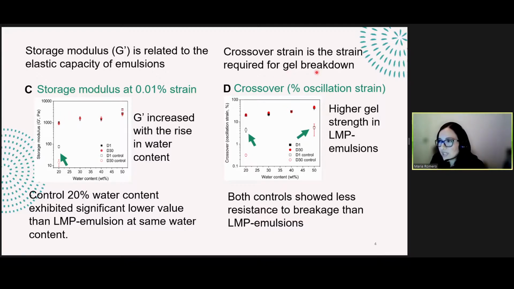Now the crossover strain gives us the strain required for gel breakdown. So here is the crossover strain versus the water content, and you will see that for day 1 and day 30, all the LMP emulsions show a proportional increase with the water content, compared with both controls that show significantly lower values. This indicates that LMP forms a higher gel strength in all emulsions.